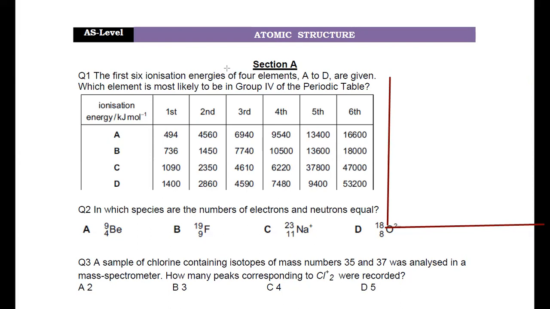Khadija, if any element is in group 4, how many electrons should be in the outer shell? Aruj, what do you think? If any element is in group 4 of the periodic table, how many electrons should it have in the outer shell?